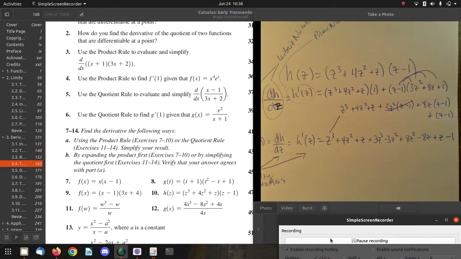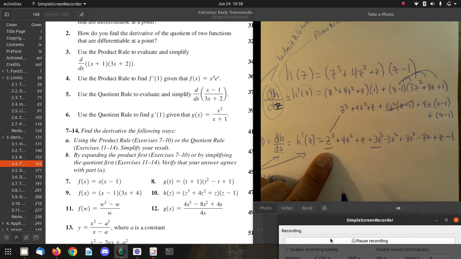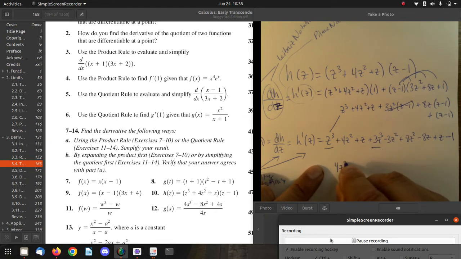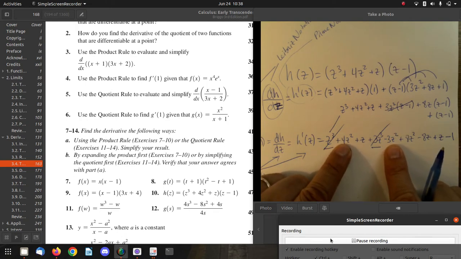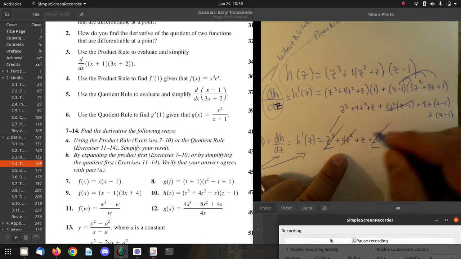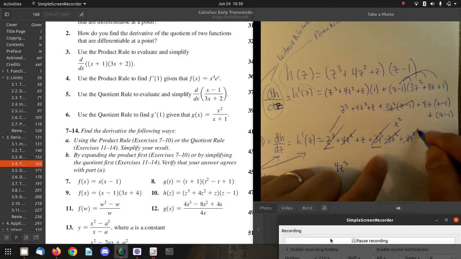And once we get all of that written out, let's just combine like terms. So we got z cubed and z cubed, so we're going to have 4z cubed. And then here we're going to have 4z squared minus 3z squared, so that's going to be 1z squared left over. Plus 8z squared will be 9z squared.